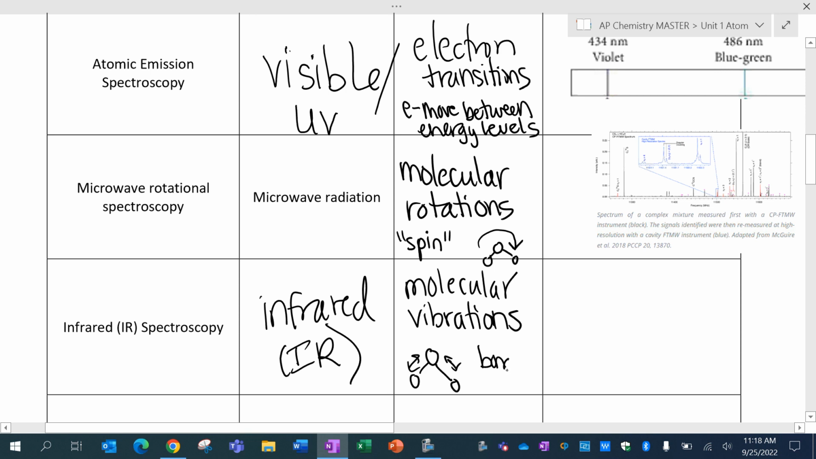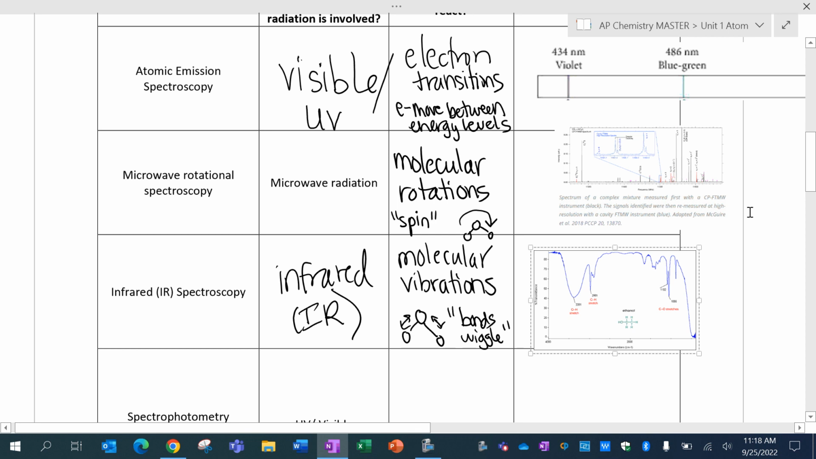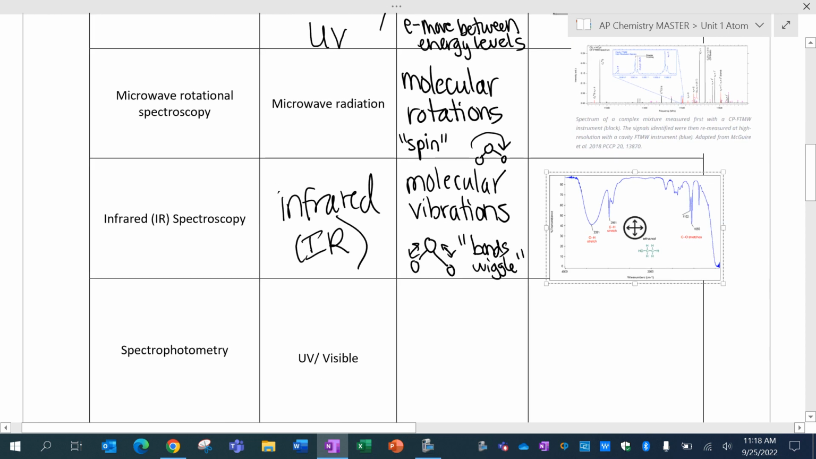So I'm just going to write that there. The bonds wiggle is what's going on there. And we say that the molecule is basically vibrating within the molecule itself. And that can also produce a data set that will tell us something about a molecule. This is something you might look at if you go into college organic chemistry.